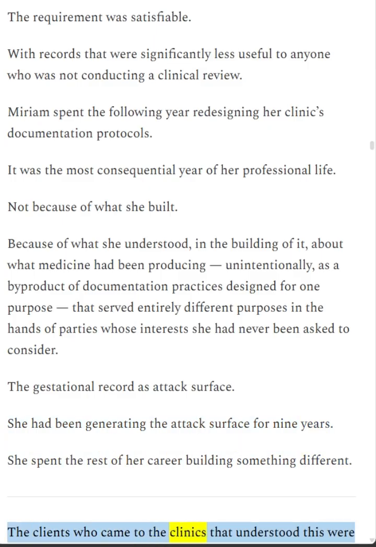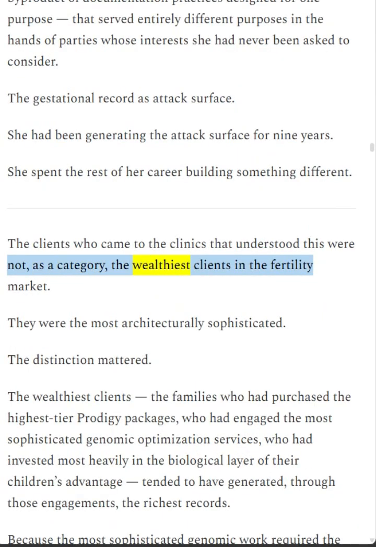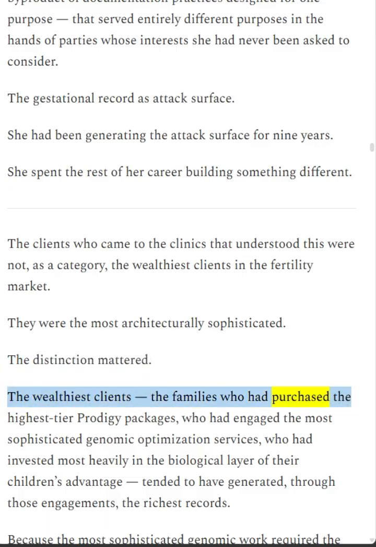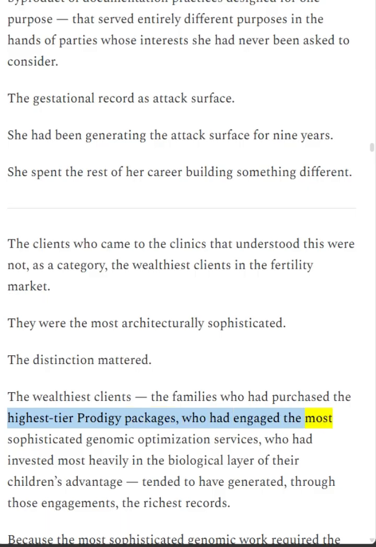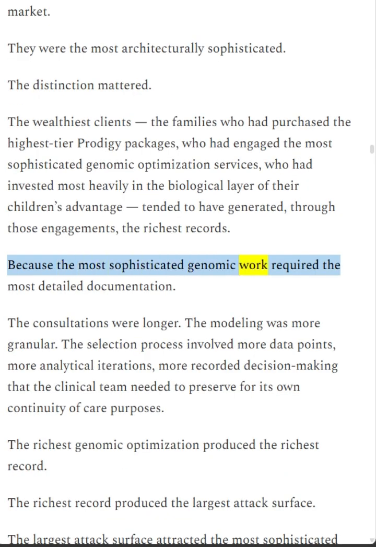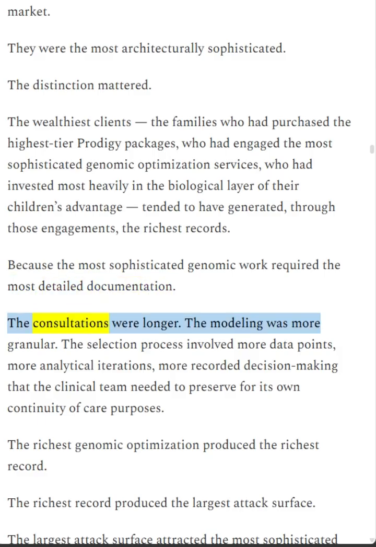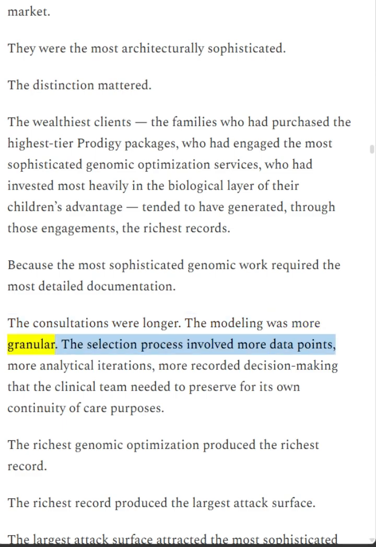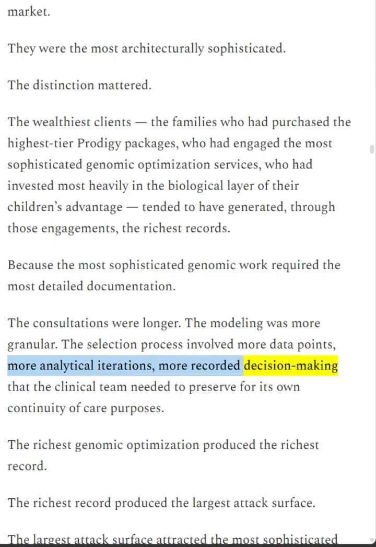The clients who came to the clinics that understood this were not, as a category, the wealthiest clients in the fertility market. They were the most architecturally sophisticated. The distinction mattered. The wealthiest clients, the families who had purchased the highest-tier prodigy packages, who had engaged the most sophisticated genomic optimization services, who had invested most heavily in the biological layer of their children's advantage, tended to have generated through those engagements the richest records. Because the most sophisticated genomic work required the most detailed documentation. The consultations were longer. The modeling was more granular. The selection process involved more data points, more analytical iterations, more recorded decision-making that the clinical team needed to preserve for its own continuity of care purposes.